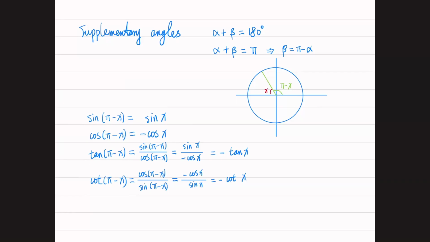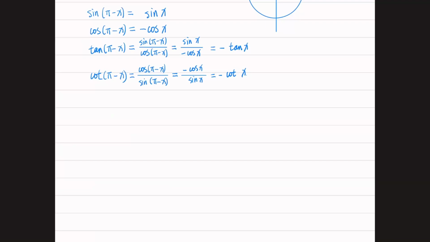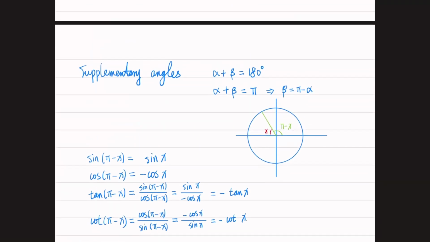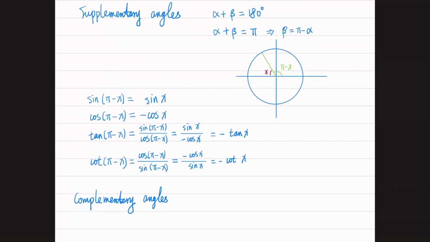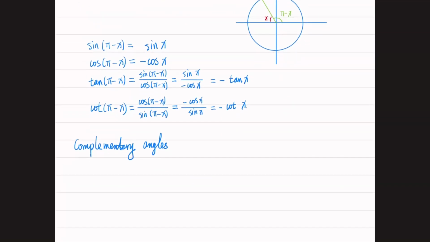Next, we move to complementary angles. Okay, Aaron, what's the definition of complementary angles? It's when two angles add up to 2 pi, 360 degrees. Okay, so supplementary is pi.